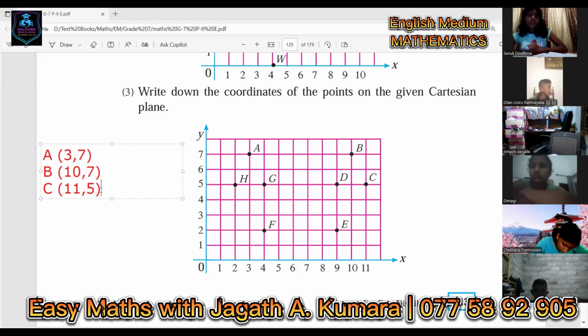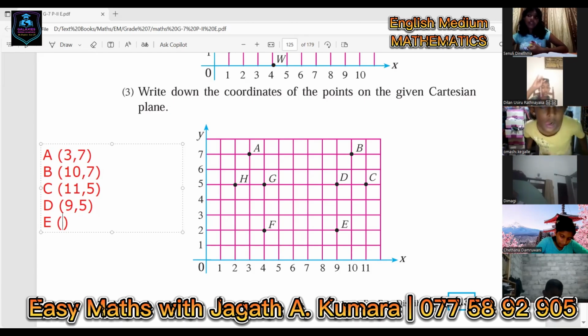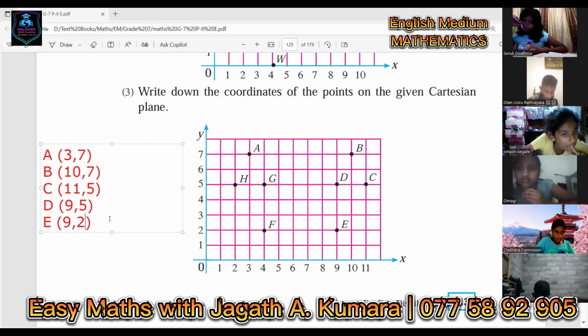Okay, Minal, D coordinates. 9, 5. 9 comma 5, D coordinates x 9, y 5, correct. Then capital E, the coordinates of E, can you give the answer, Omashi? 9, 2. Yes, x coordinate 9, y coordinate 2. So the answer is 9 comma 2.